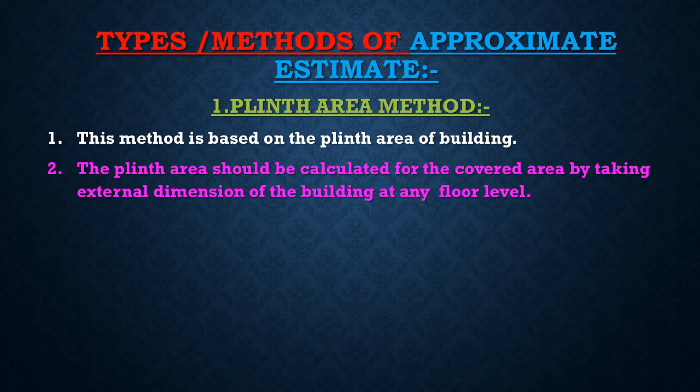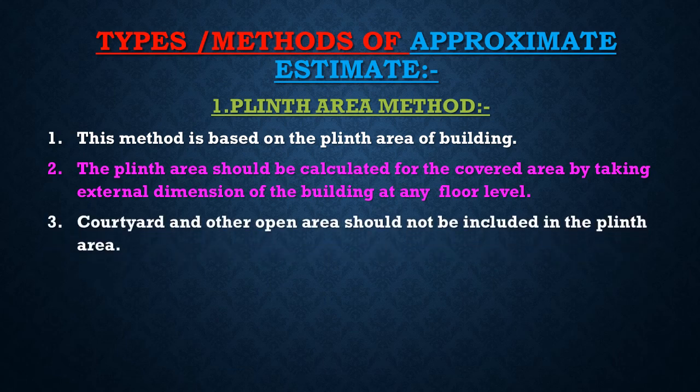The plinth area is the built-up covered area of a building measured at floor level of any story. This area is calculated by taking the external dimensions of the building at floor level, excluding plinth offset. In this, courtyards, open areas, balconies and cantilever projections are not included. Now you understand what a plinth area is.